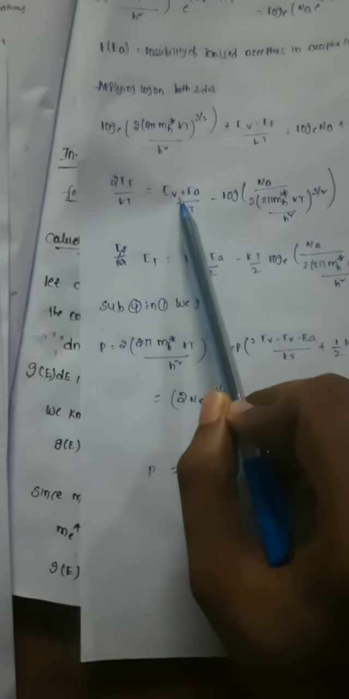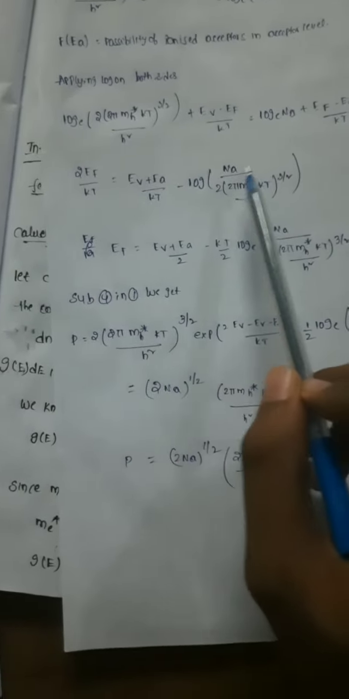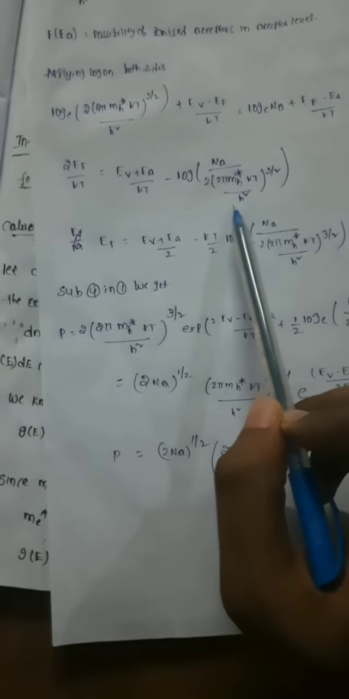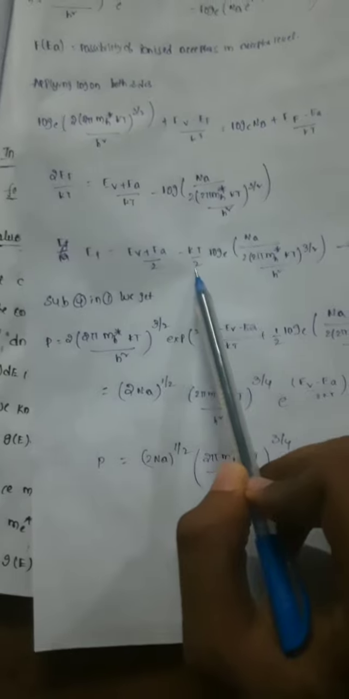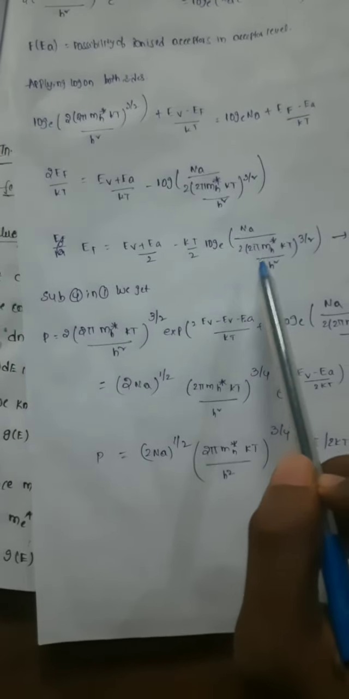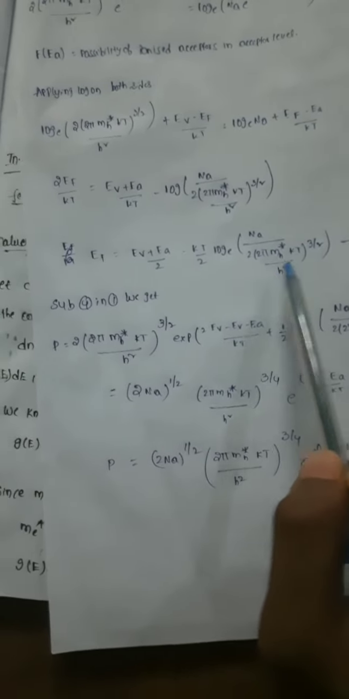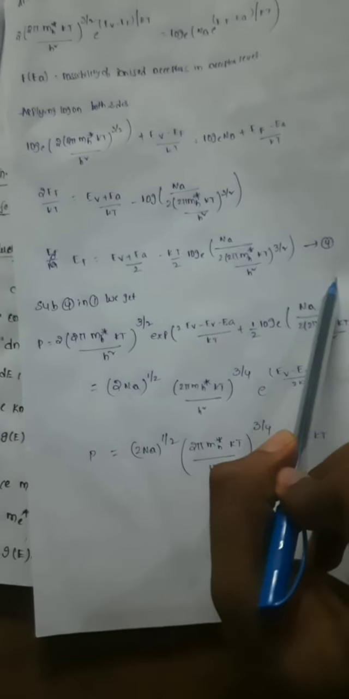If we solve for EF, we get 2EF by KT equal to EV plus EA by KT minus log of Na by 2 into (2 pi m_h star KT) whole power 3 by 2 by h square. So EF equals (EV plus EA) by 2 minus KT log base e of Na by 2 into (2 pi m_h star KT by h square) whole power 3 by 2. This is equation 4.